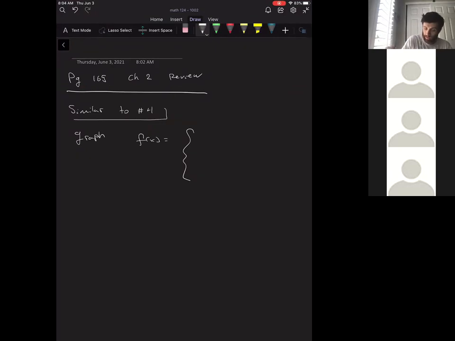How about something like 2x minus 1 if x is less than minus 2, then 3 if minus 2 is less than or equal to x, which is less than 1, and then x if x is bigger than 1. So we want to graph this function.